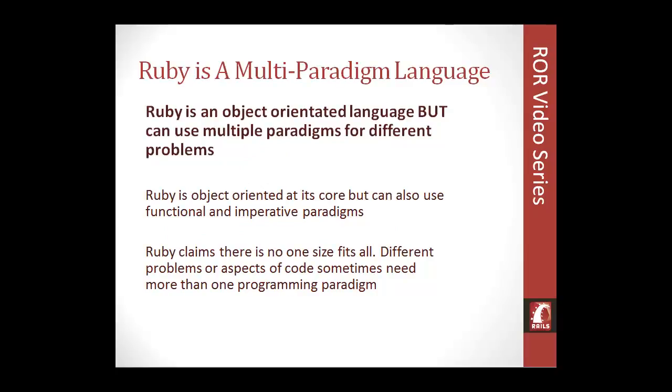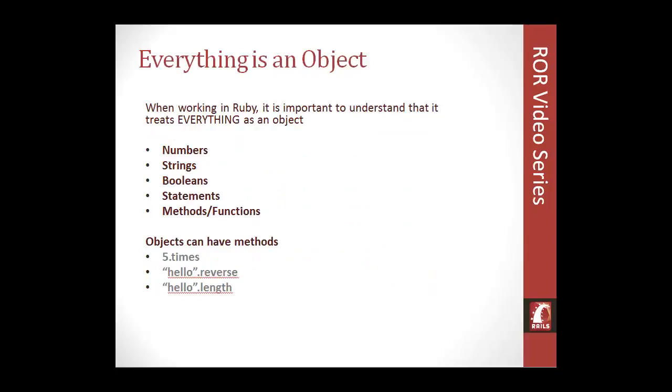So like I said, Ruby is a multi-paradigm language. It is an object-oriented language, but can utilize multiple types of paradigms for different problems. Ruby can also be functional and imperative, if you know anything about different kinds of programming paradigms. And everything in Ruby is treated as an object. And that's a really important thing to understand when programming with Ruby. Everything's an object, and objects have methods. Numbers, strings, booleans, statements, methods, functions, which I'll be using interchangeably.